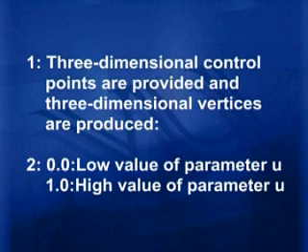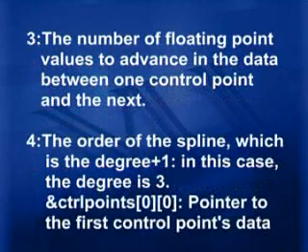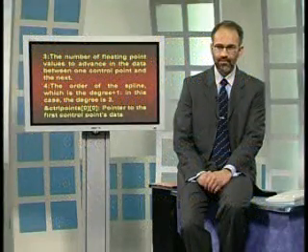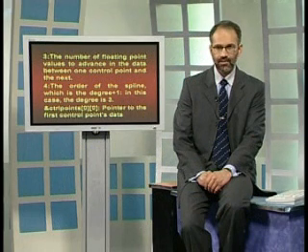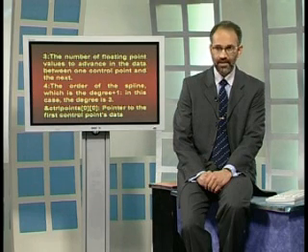Secondly, we have the low value of the parameter u set to 0.0, and the high value of parameter u is used as 1.0. The number of floating point values to advance in the data between one control point and the next is also specified as one of the parameters, which tells us in what steps we are going to move from one point to another, to move on to the next control point. Then the order of the spline, which is given by the degree plus 1. In this case the degree is 3, so the order would be 3 plus 1, 4. So that is also specified.